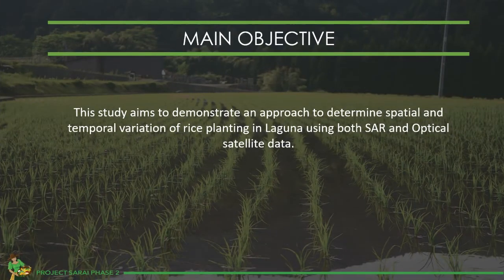The study aims to demonstrate an approach to determine spatial and temporal variation of rice planting in Laguna using both SAR and optical satellite data. Specifically, it aims to determine areas in early and late transplanting and compare the computed and reported rice areas.